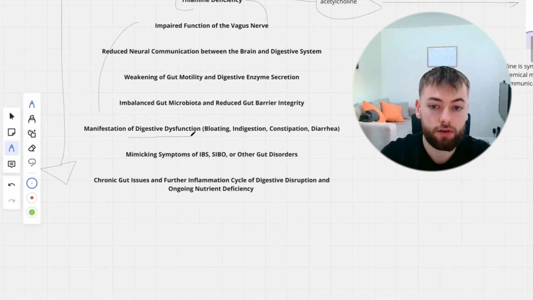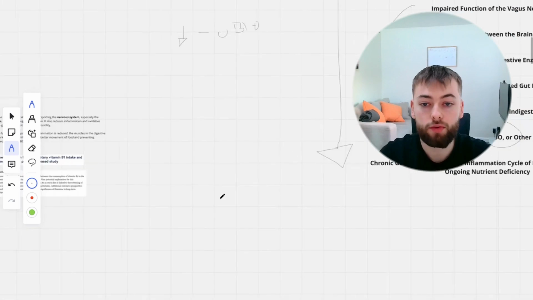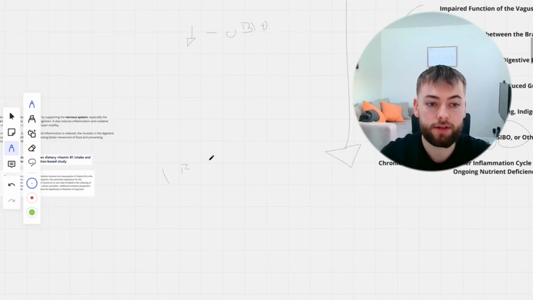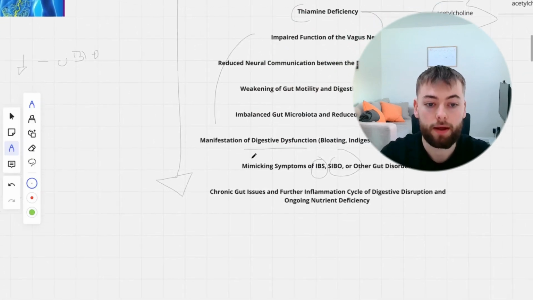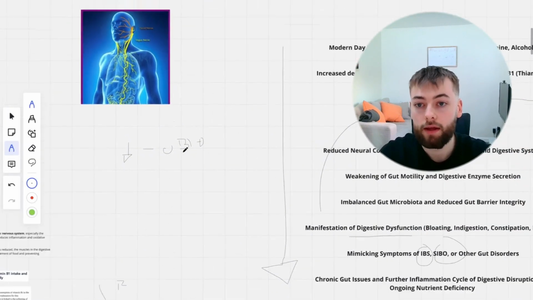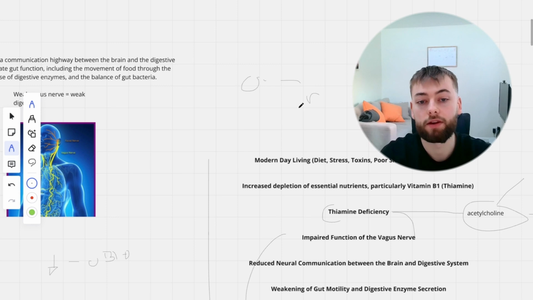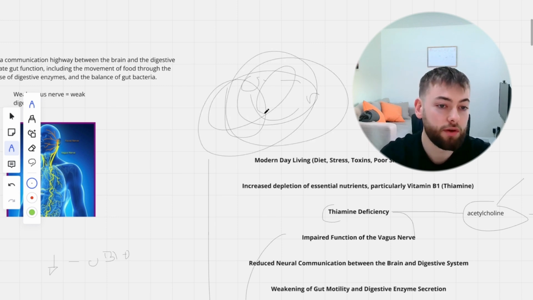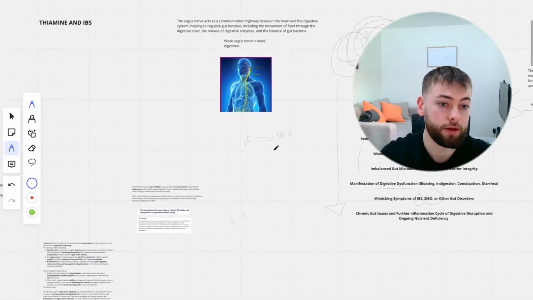Then we're going to get digestive dysfunction, and it's going to mimic IBS. It's going to mimic SIBO. So do you really have IBS? Do you really have SIBO, or is it a thiamine deficiency? That's the question that I think we should be asking. And then again, this cycle of gut health conditions and thiamine deficiency starts to go in a circle, really, because the more gut health issues you get, the harder it is to absorb nutrients, and then you're not going to absorb enough thiamine, and then you're going to get more gut health issues, and it's just a whole load of not fun. So on a basic level, that's what's happening.